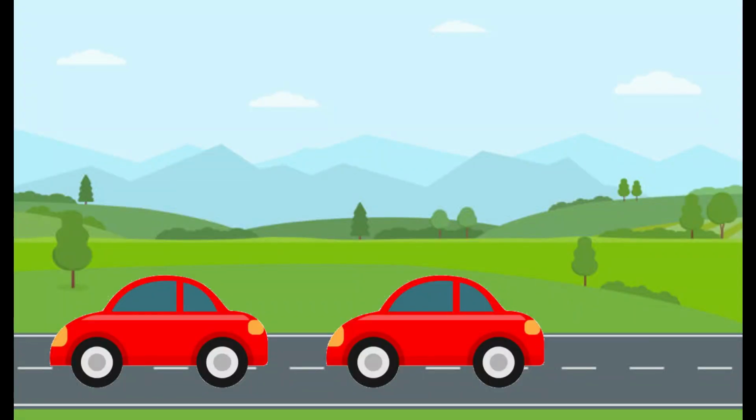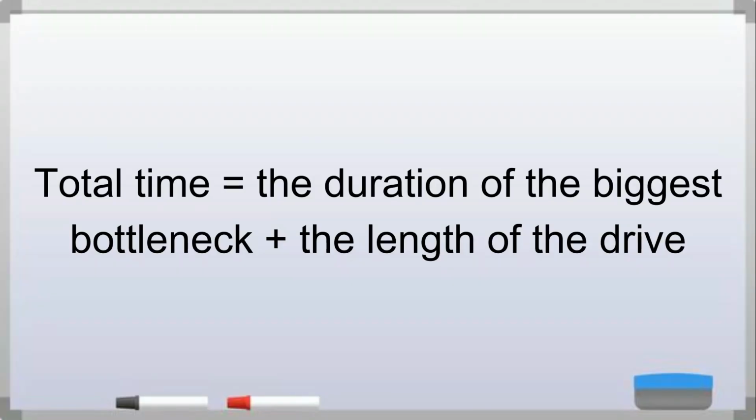Now imagine that you are a car that goes through a bottleneck. After you go through this bottleneck and reach the second one, the amount of cars that went through the second one is equal to the amount of cars that went through the first one. So the amount of time that it will take each one of the cars to reach their destination equals the time that it will take all the cars to go through the biggest bottleneck plus the length of the drive.